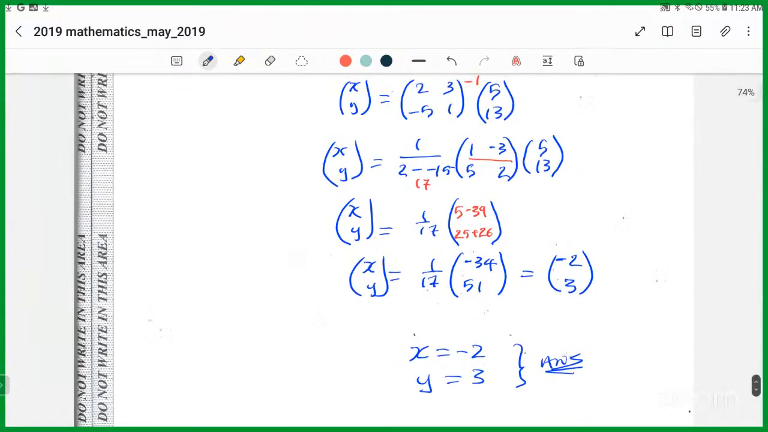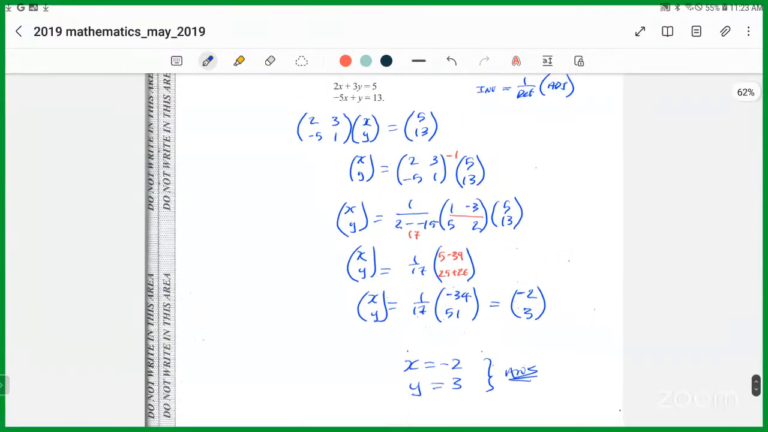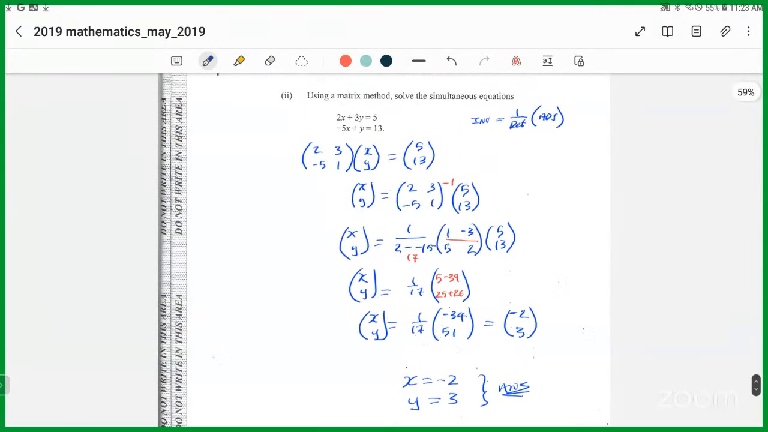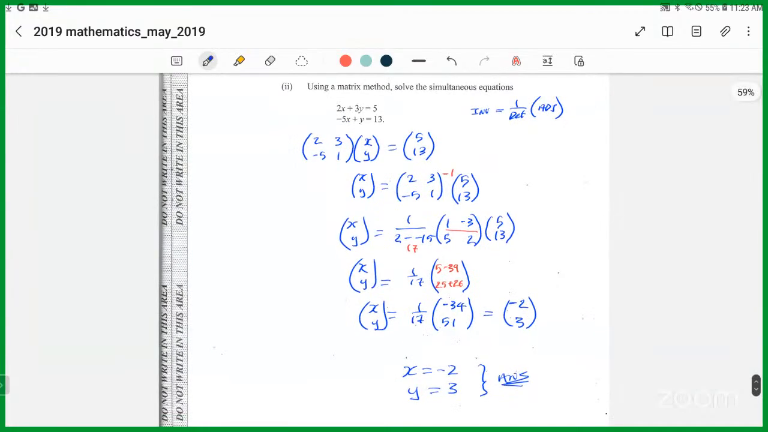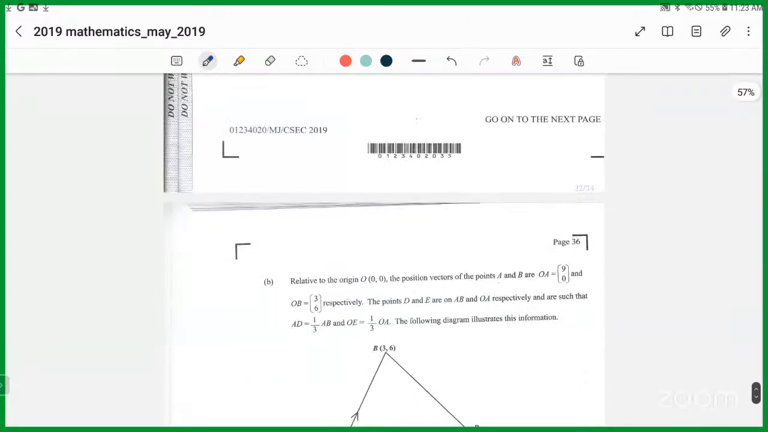That is that question. So almost every one of these questions, simultaneous equations using a matrices method, is done the same way, guys. But with that, I think this is a nice full matrices question finished.